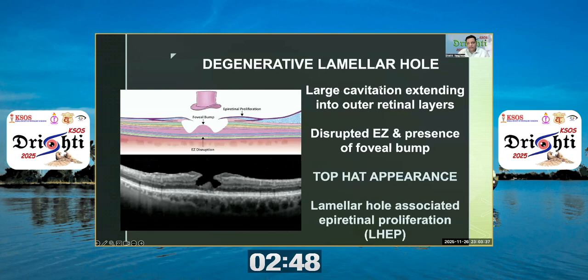So next is a degenerative lamellar hole, which is a large cavitation extending into the outer retinal layers, as you see. Here the ellipsoid zone is disrupted, and there can be presence of a foveal bump, and it's also called a top hat appearance. And if you look closely on this OCT, these two membrane-like things just at the edge of the hole are called lamellar hole associated epiretinal proliferation.